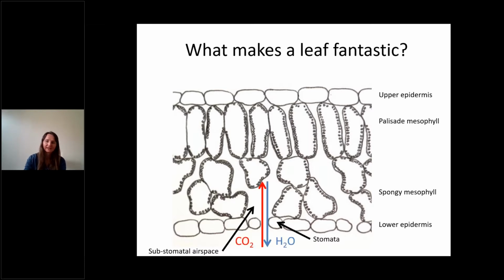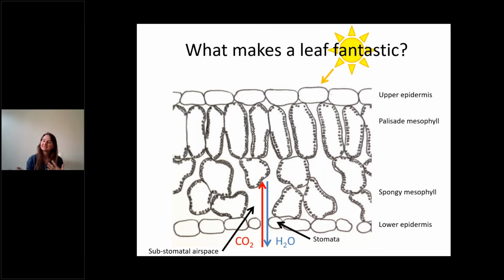Speaking of gas exchange, that is one thing that's very important to a fantastic leaf. A fantastic leaf needs to be really, really good at taking up as much CO2 as possible to maximize photosynthesis. It also needs to be able to balance that with loss of water, which is obviously important for transpiration, but needs to be kept in check in case of drought conditions.